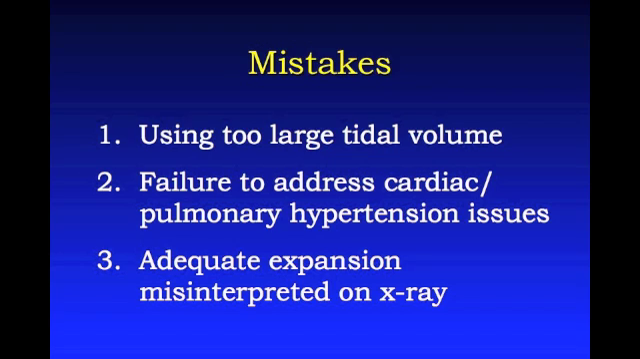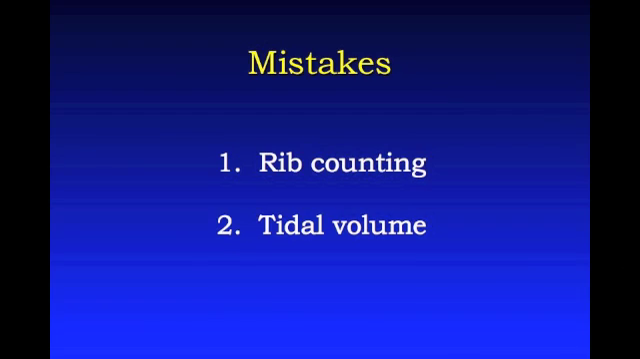So for a volume ventilator, typically you would start out at 3 to 4 cc's per kilo tidal volume. And again, if you don't address the cardiac or pulmonary hypertension issues with this patient, you will not fix them, without a question. And then again, misinterpreting what is overexpansion. So rib counting and tidal volume are the big mistakes with this.